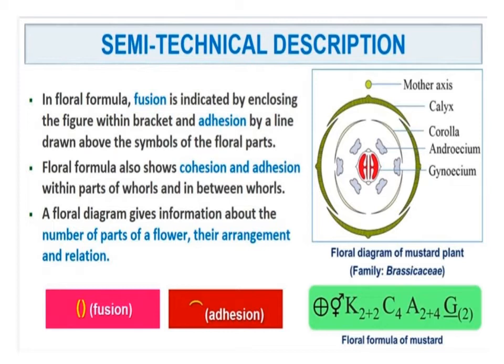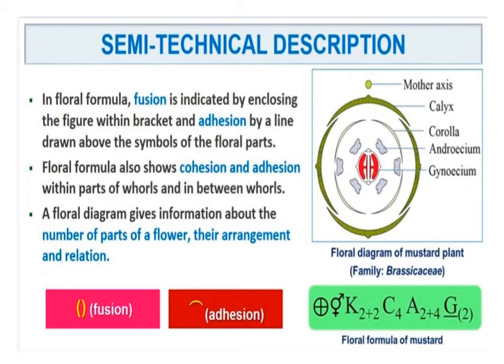Floral diagram. A floral diagram represents the ground plan of the flower and provides the following information: the number of parts in the different whorls of the flower, their arrangement and their relation with one another, the cohesion and adhesion within parts of the whorls and between whorls. A dot on the top of the floral diagram represents the position of the mother axis.